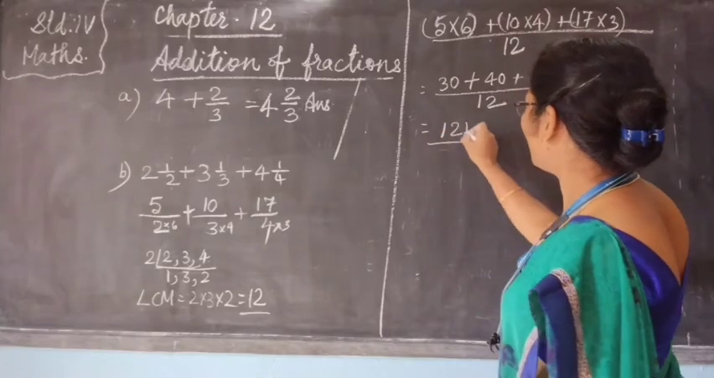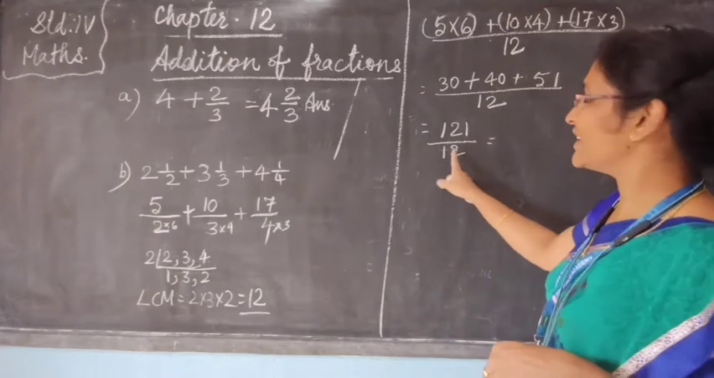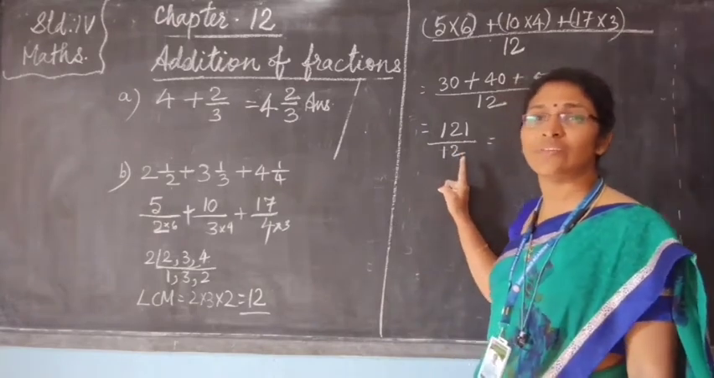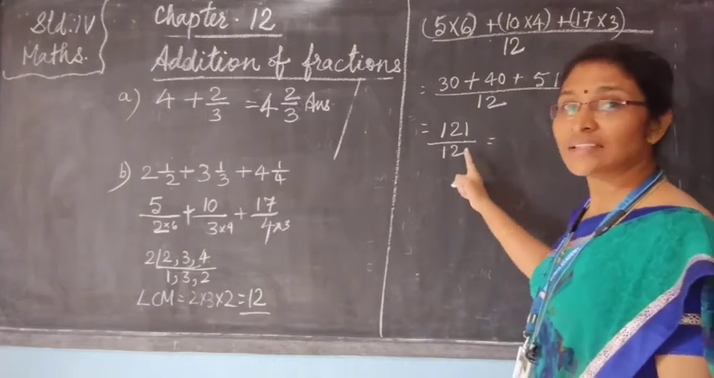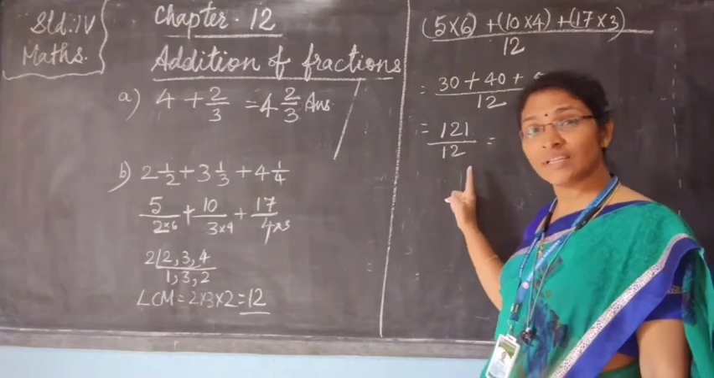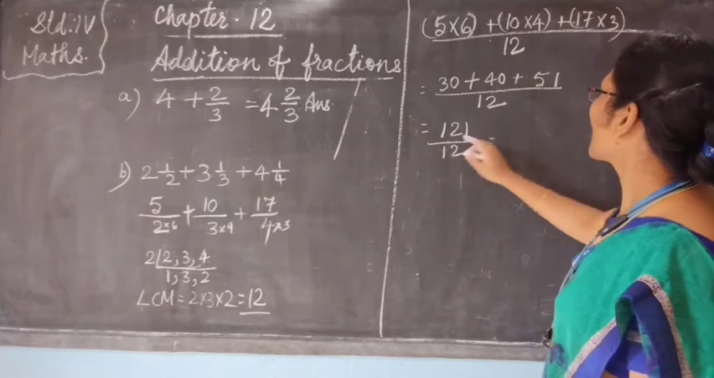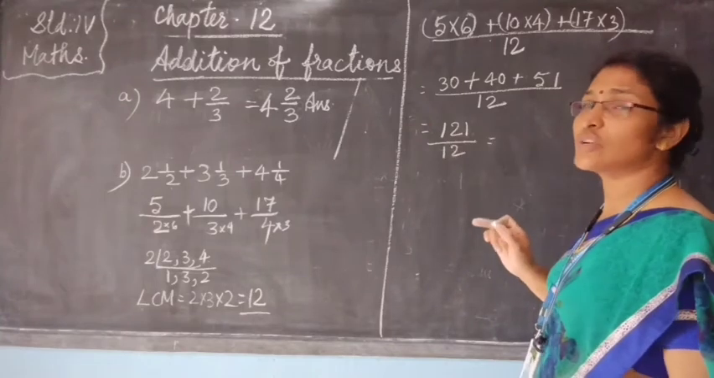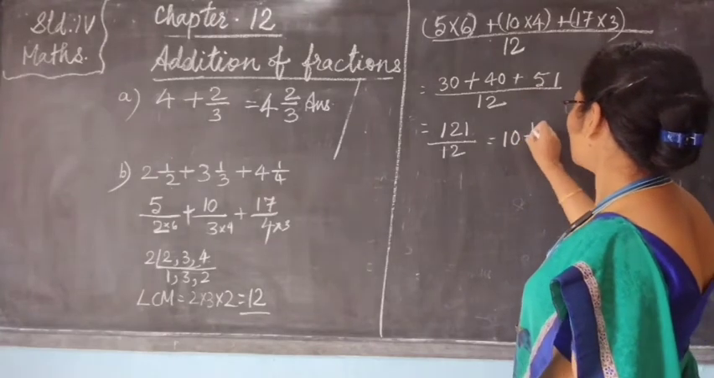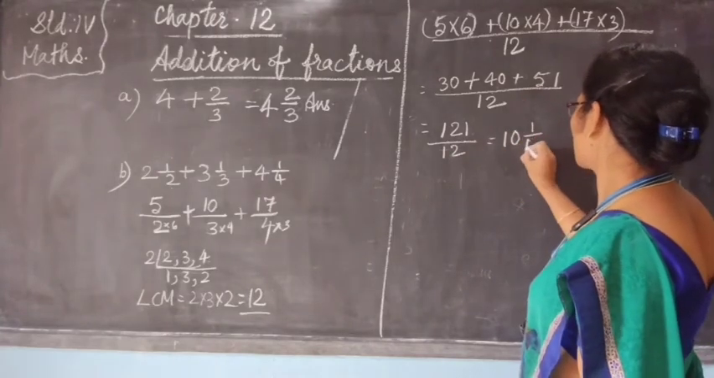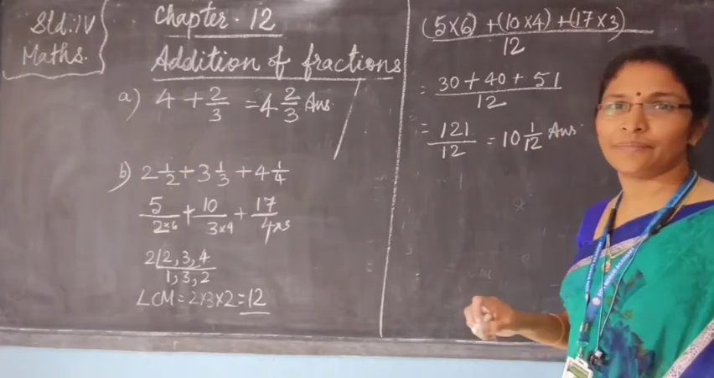121 by 12. The answer we have got is an improper fraction. We will change it into a mixed fraction. How many 12's are there in 121? 10 twelves are 120. 1 is remaining. Denominator is 12. 10 1 by 12 is the answer.